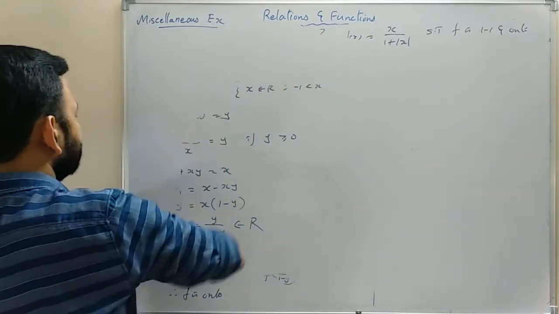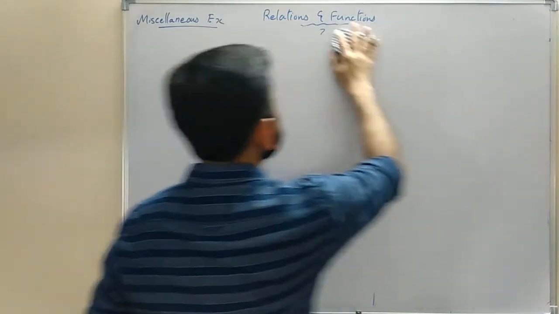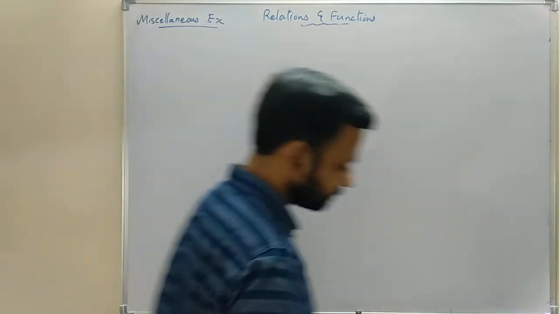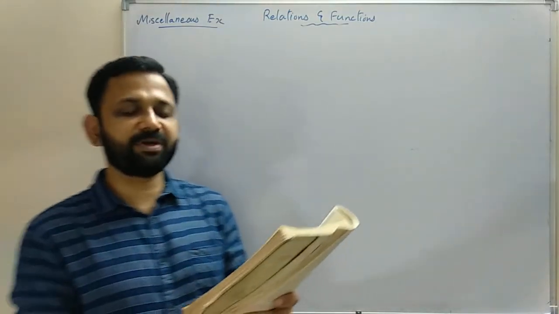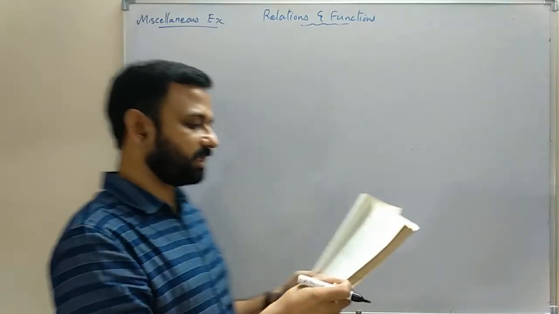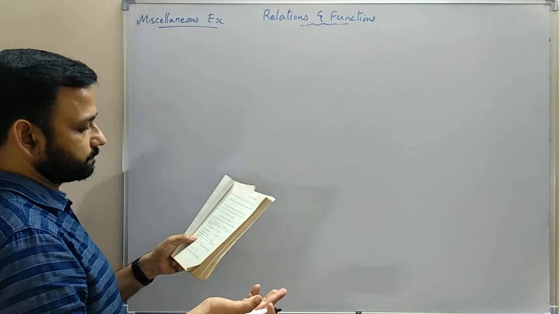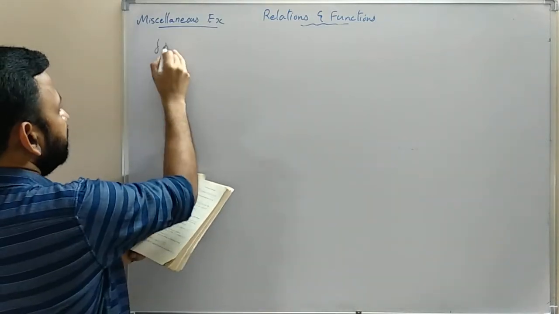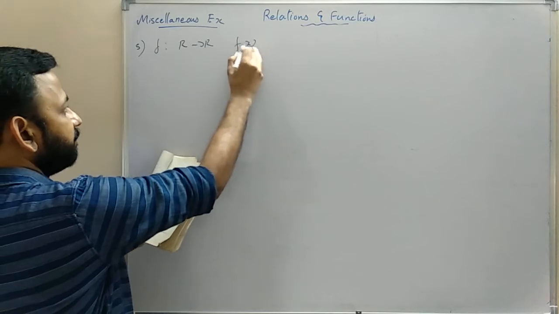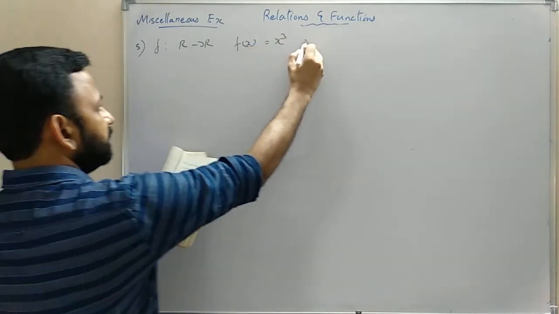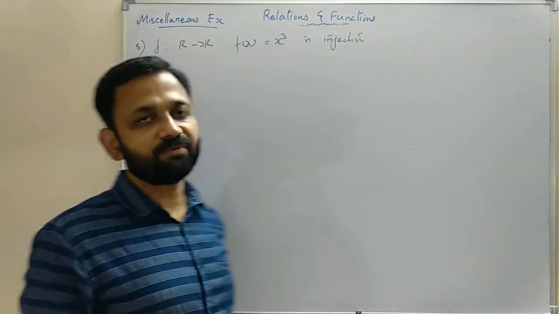Now we are going to do question number 5. Show that the function f from R to R given by f of x is equal to x cube is injective. That means one-one. F is a function from R to R such that f of x is equal to x cube. We have to show that it is a one-one function.